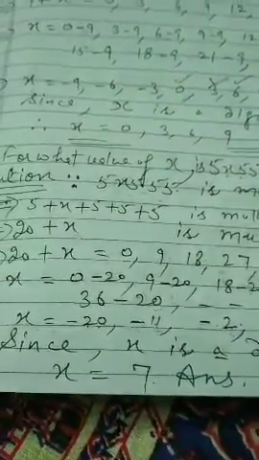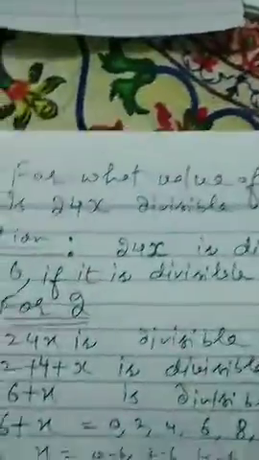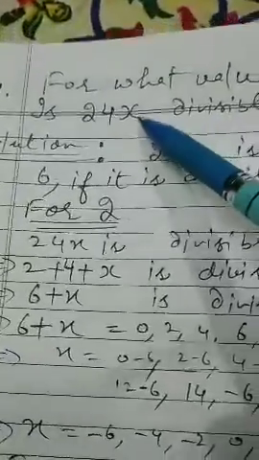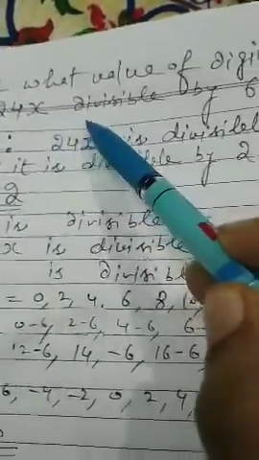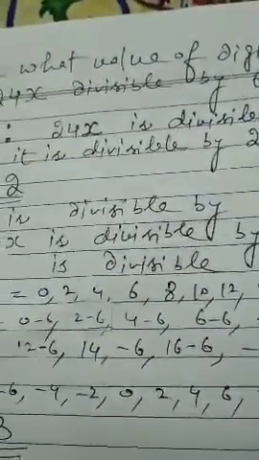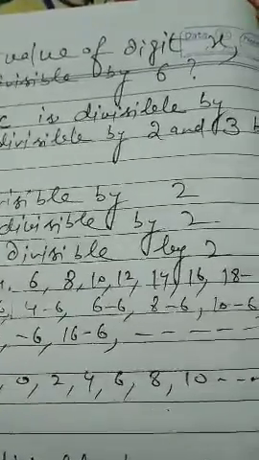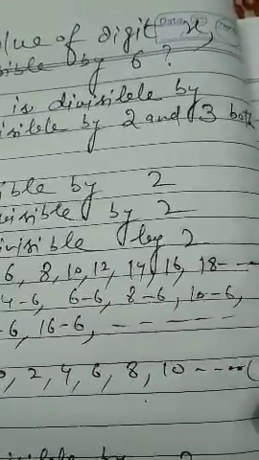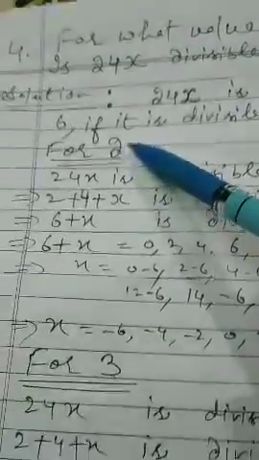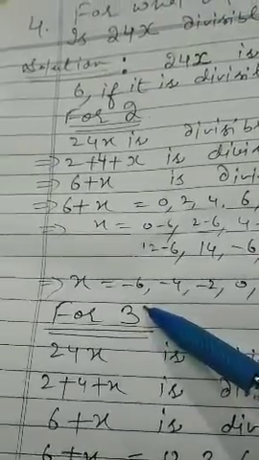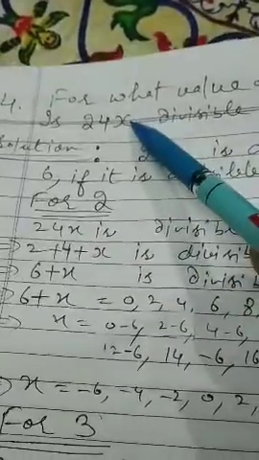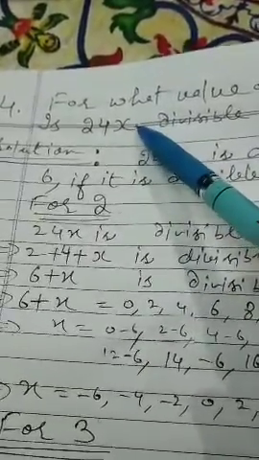Now students, we will solve sum number 4. Sum number 4 is: find the value of x if it is divisible by 6. In this question, we will use two divisibility tests. First is divisibility of 2 and second is divisibility of 3. For divisibility of 2, you can simply write the rule of 2.